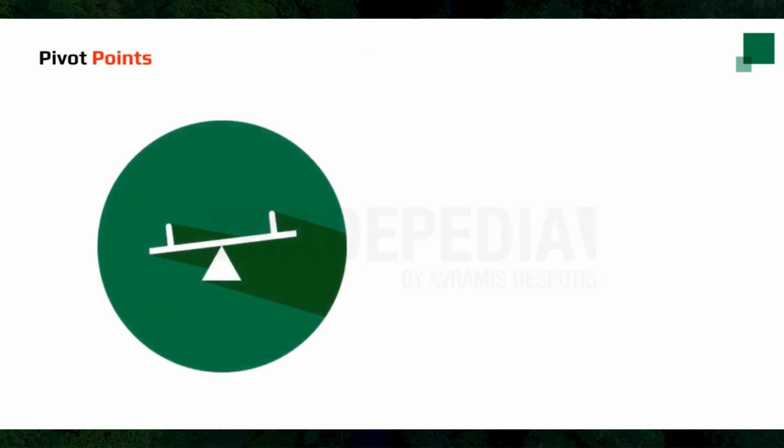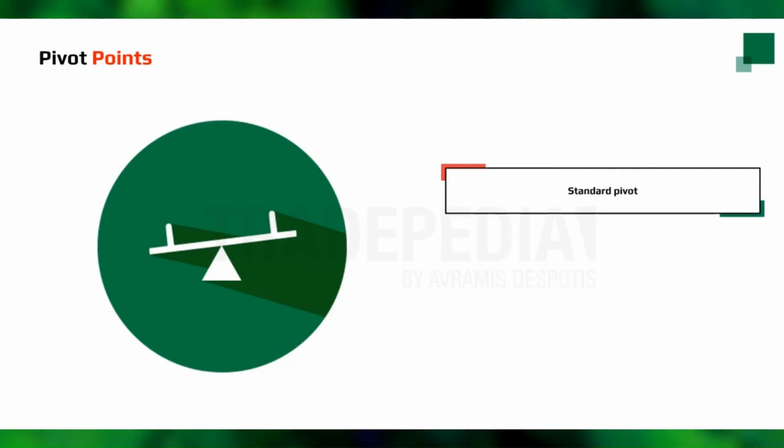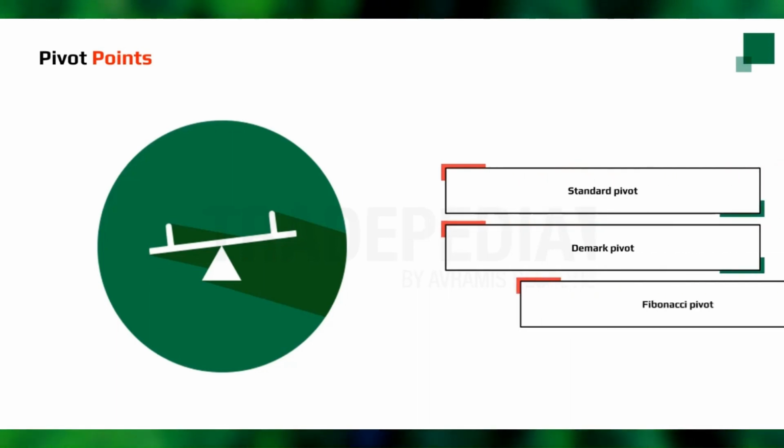Another technique of finding possible support and resistance levels is through pivot points. The most common pivot point types are the standard pivot, the Denmark pivot, and the Fibonacci pivot.